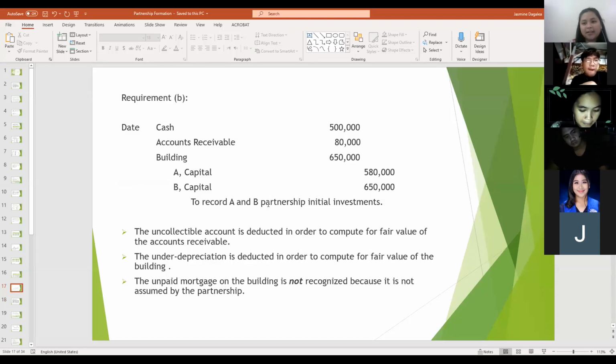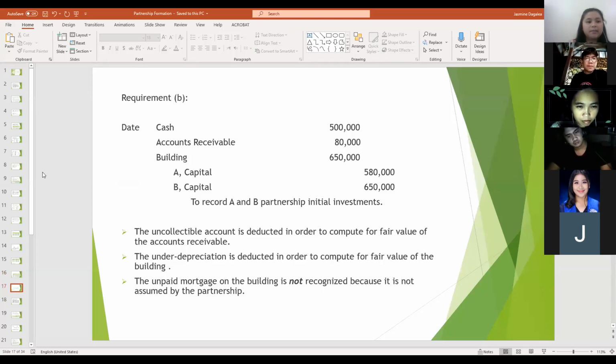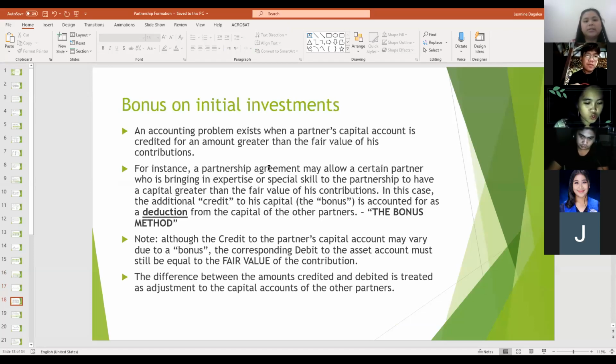Diba, easy lang. Easy lang pag ganito lang yung problem. Magiging difficult siya pag may agreements involved na between partners. So, pag may bonus on initial investment, magiging tricky siya.